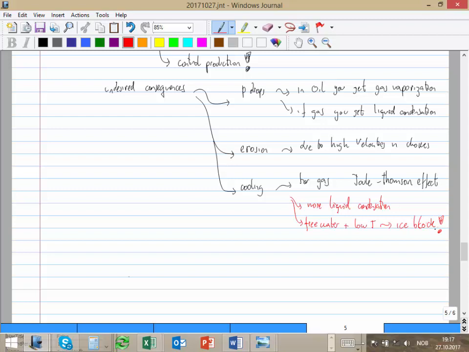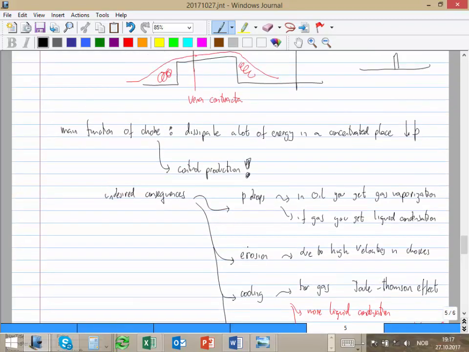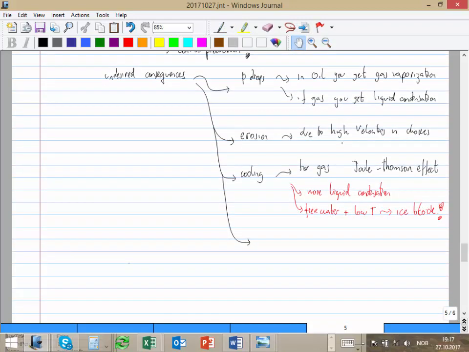Okay, and then another thing that you get, an unwanted consequence. So many bad things come from what we do just to have one intention, that is doing the first thing, but we get all of these bad things that we have to deal with. And then we have cavitation.